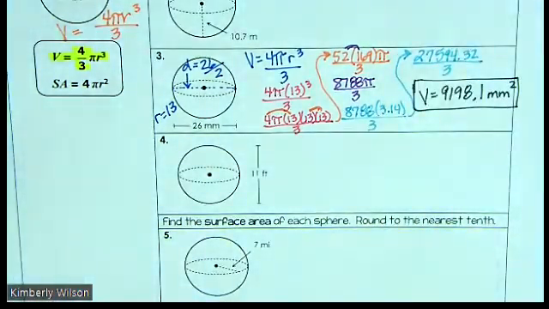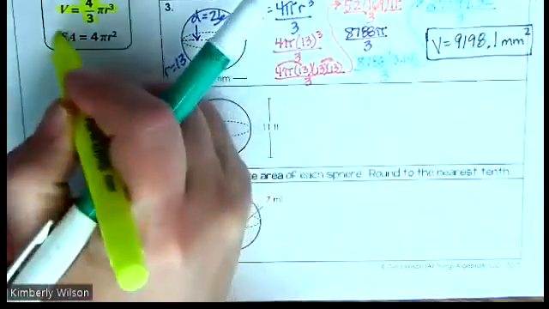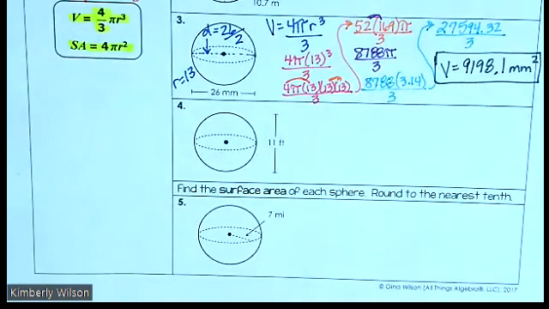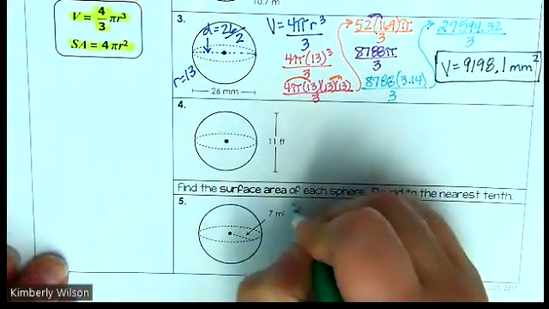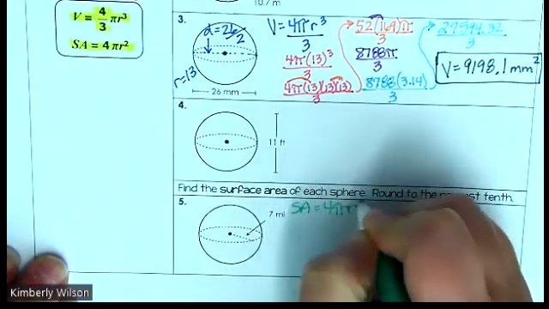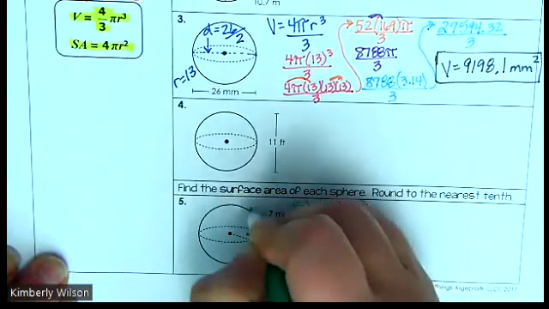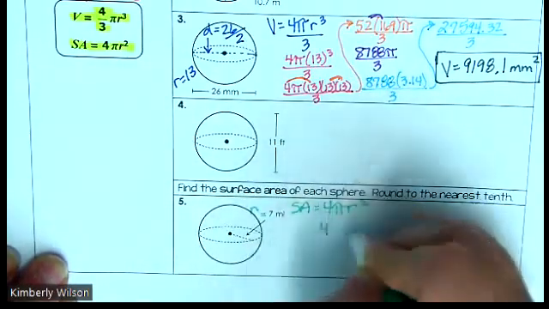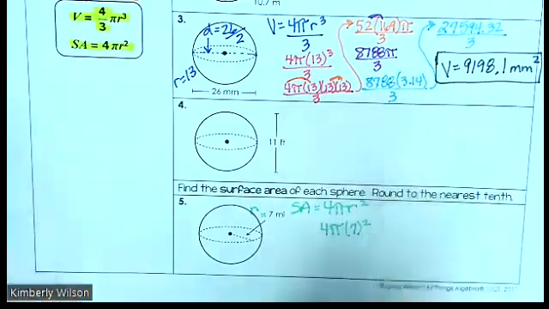There we go. Now let's talk about surface area. So that means we're looking at this formula right here. And that's all we have to worry about. We're just plugging and chugging into the formula. So we have surface area equals 4 pi r squared. This is from the center to the edge, so this is my radius. So I have 4 pi times 7 squared.